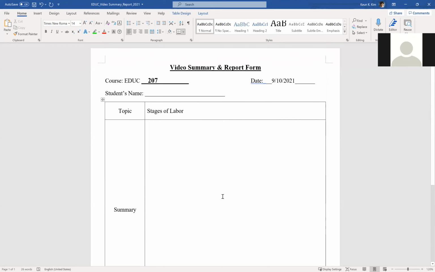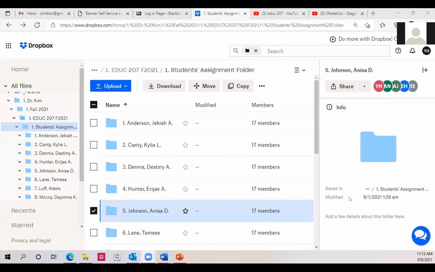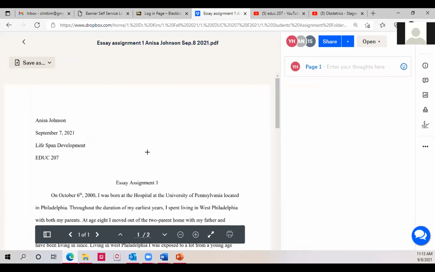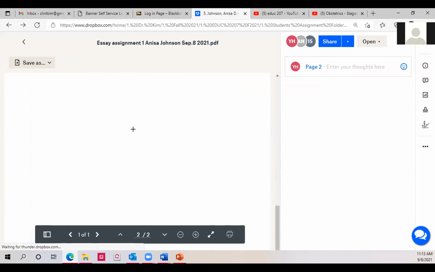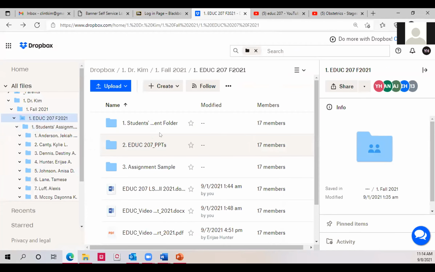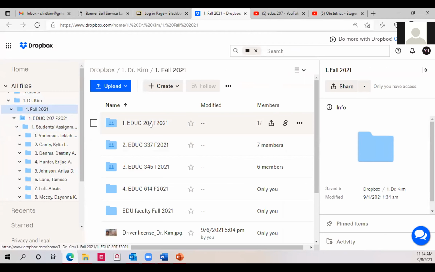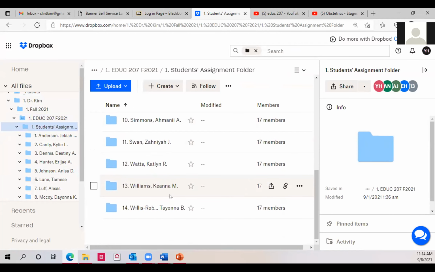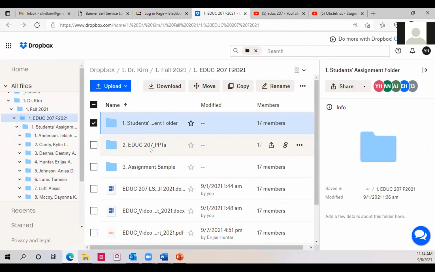It is a one-page paper, and you upload it on the Dropbox. You can see some students uploaded the assignment on the Dropbox, and Issa Johnson uploaded the essay assignment about early childhood, the first essay assignment. You upload it under your folder here. Go to EDUC 207 and your own folder, and then upload it.